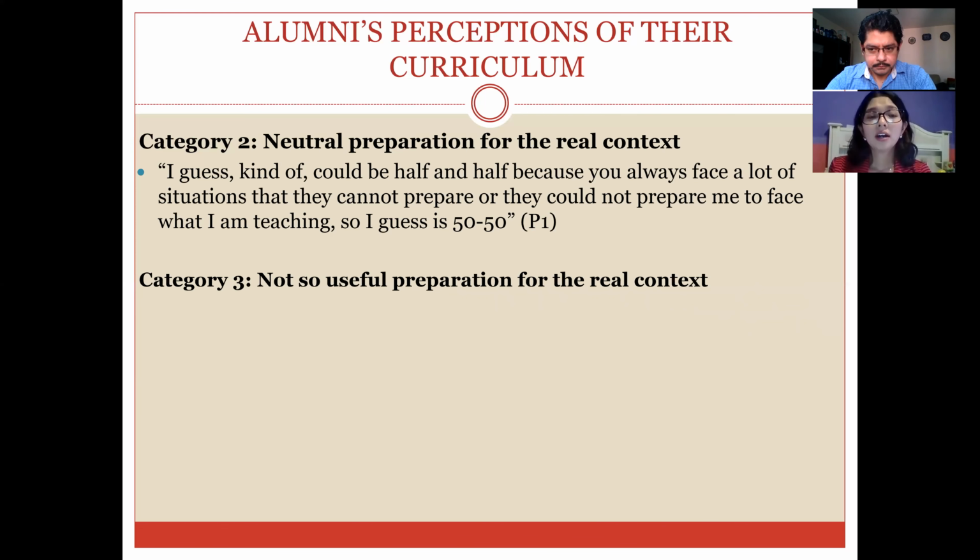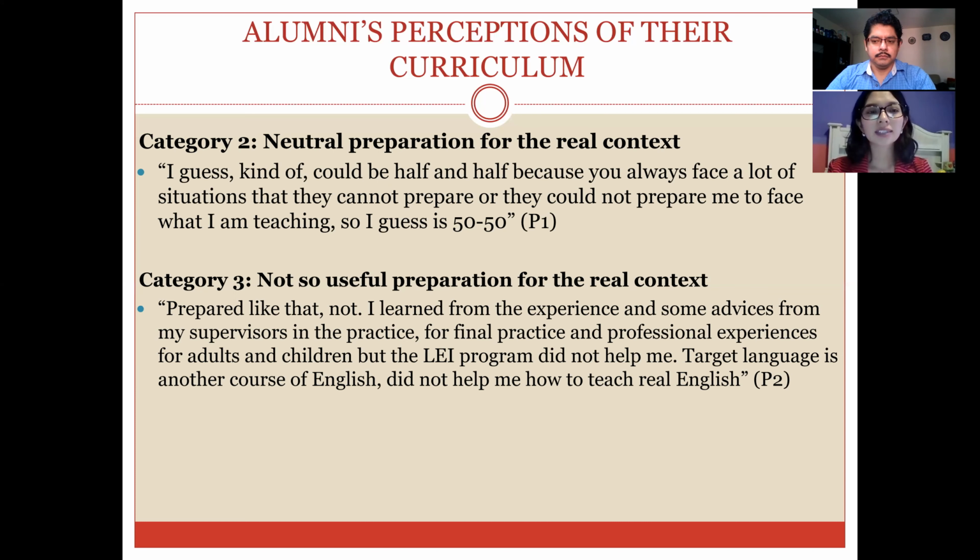Well, we call this category neutral because this participant said that he feels like it is useful and not useful. He even expressed that it is 50-50. That's why we call it neutral preparation. Well, the third category is not so useful preparation for the real context. In this category, 5 participants expressed the following.